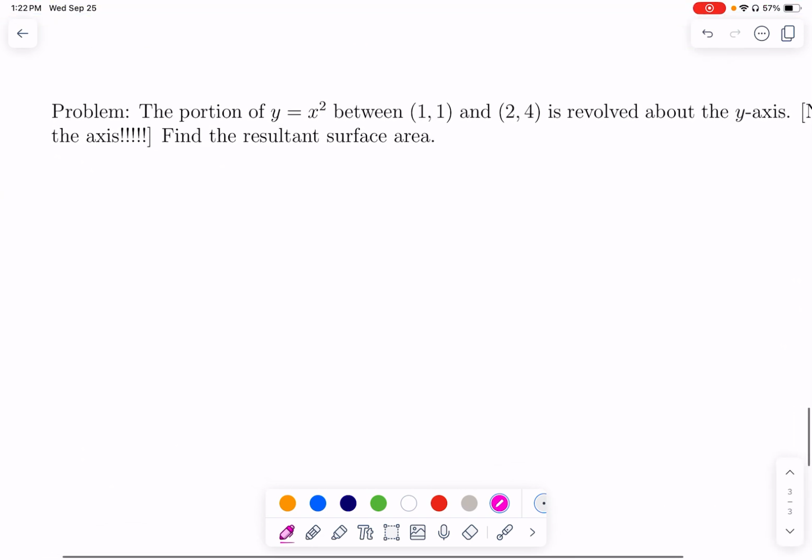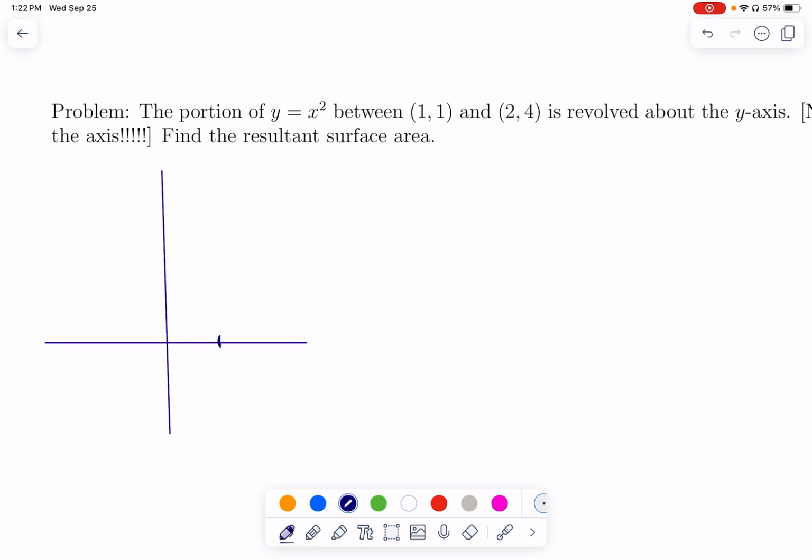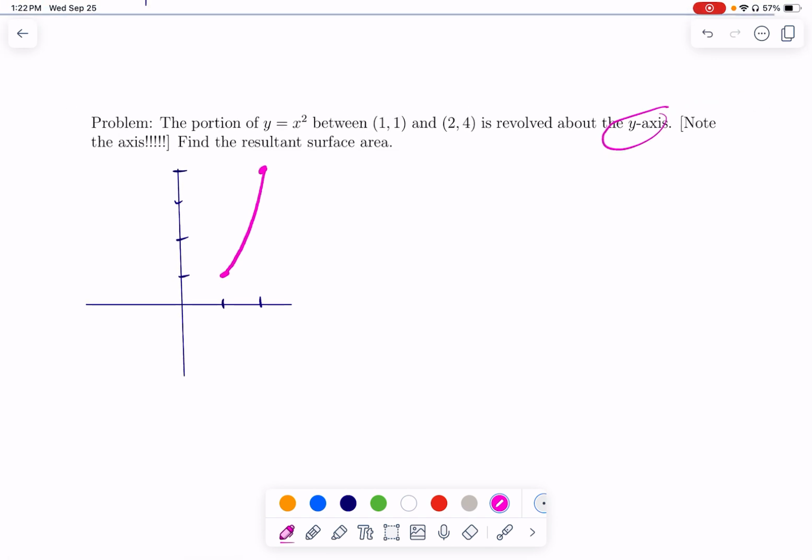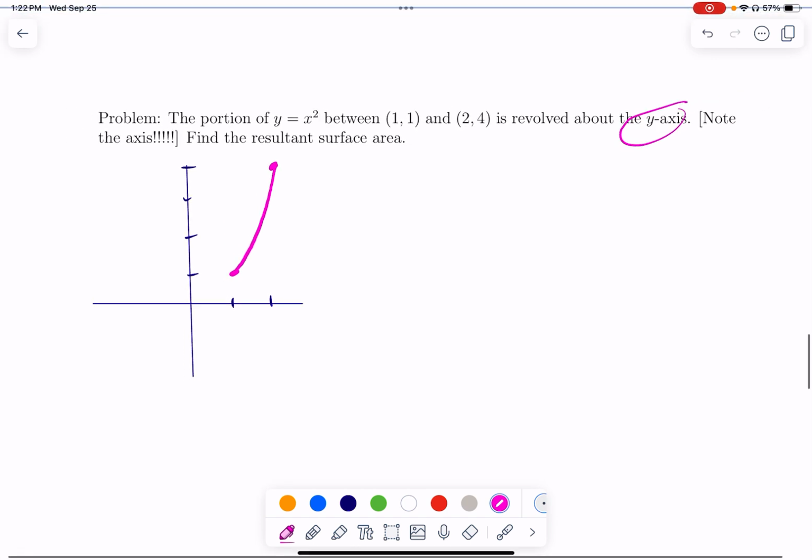All right, I'll draw a picture, and then I'll actually pause for you to attempt to do it. So let's suppose we have the portion of y equals x squared from (1, 1) to (2, 4). And let's imagine we revolve this. So notice here, I'm revolving this around the y-axis. That is different from what we saw before. Can you find the resultant surface area? At least set up the integral, even if you don't want to do all the steps quite yet. Hit pause and give this a try.